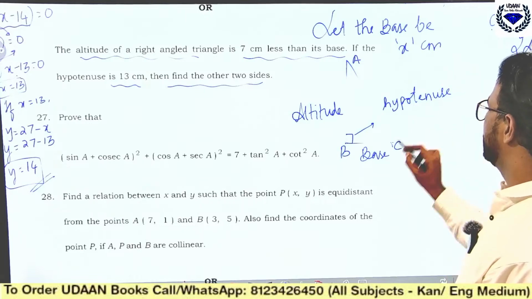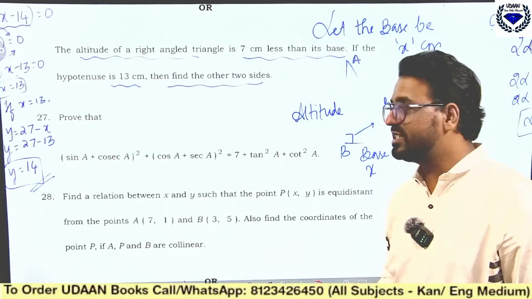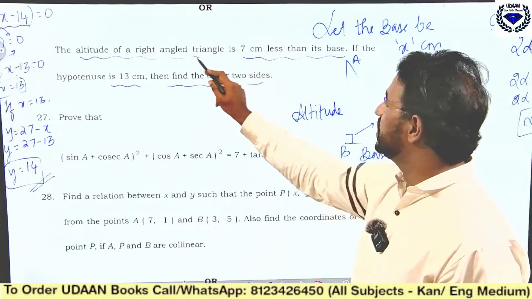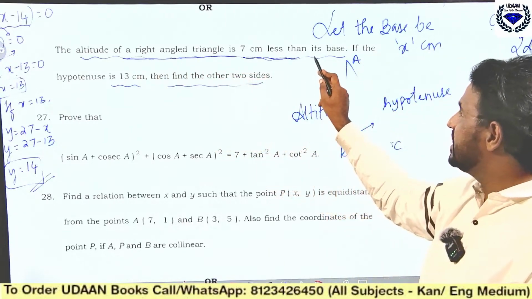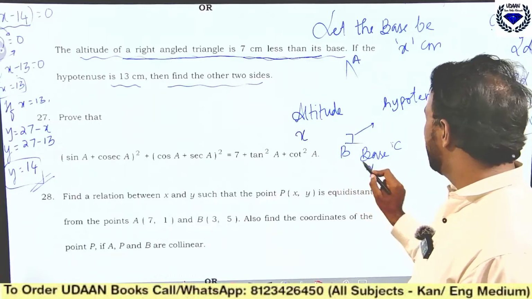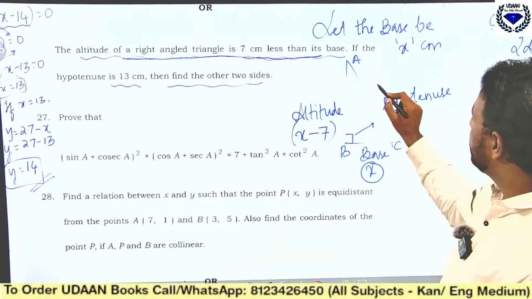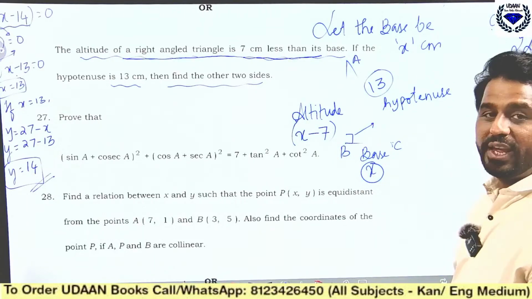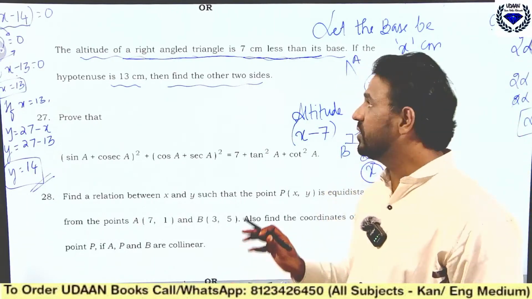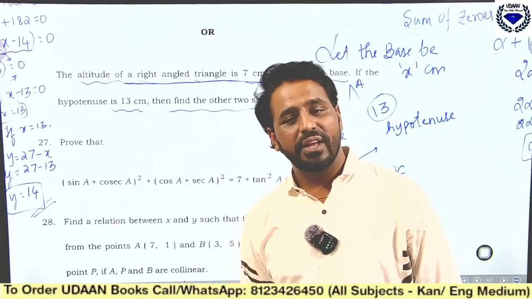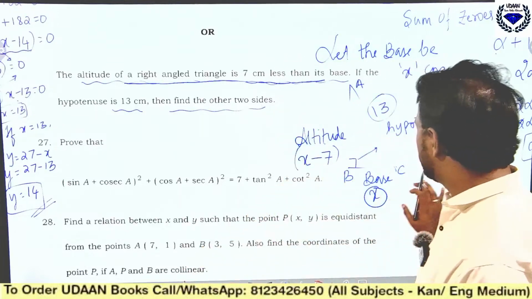You take base be x centimeter. That means this is x centimeter. Then they said the altitude of a right angle triangle is 7 centimeter less than this. That means the base is x, and the altitude is 7 less than it. And the hypotenuse is 13. Now what should you do? You should be able to solve this one.